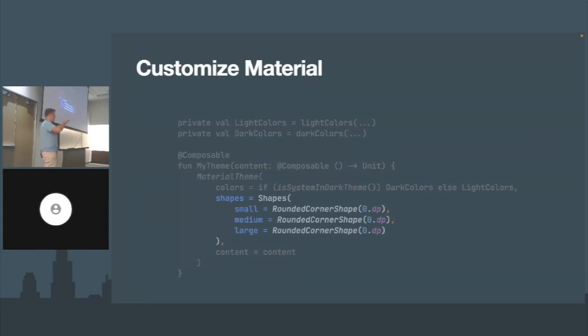At Dropbox, we do square component shapes. So for some reason in Material, you still have to use a rounded corner shape with a rounded radius of 0. But here we are. So there's my not rounded corner shape, and we can just provide that. In this example, we're not overriding typography. We're using default typography styles, but we have a custom theme.